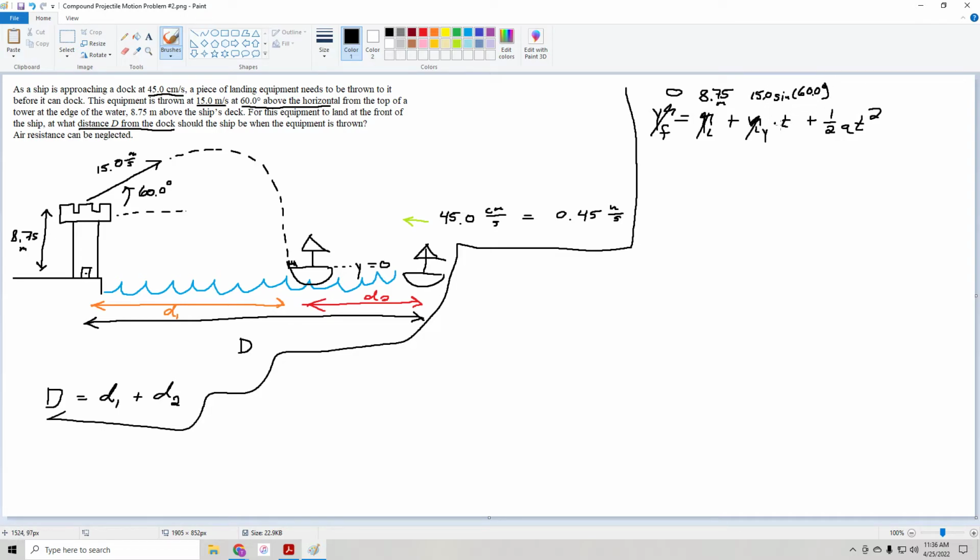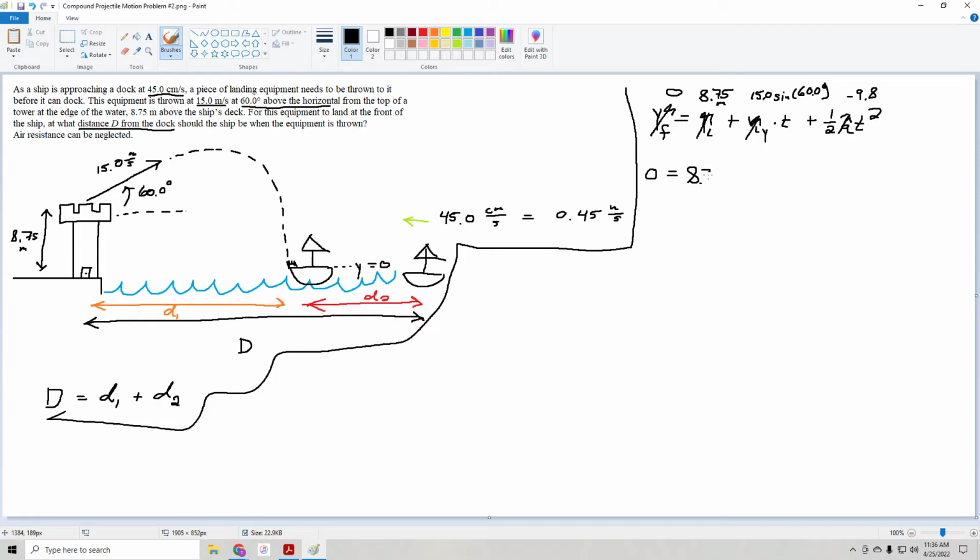That's being multiplied by a time, plus 1/2 the acceleration experienced in the y direction. Well, that's gravity, negative 9.8 meters per second squared, times t squared. So let's perhaps rewrite this because it's getting a little messy. I'll leave the units out for the time being since I'm running out of space.